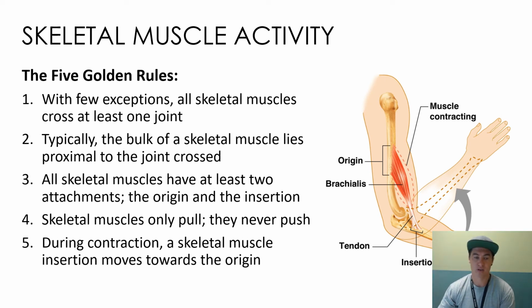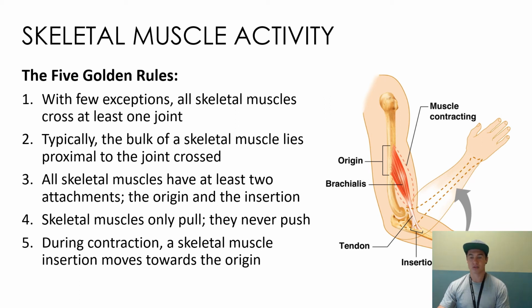All skeletal muscles have at least two attachment sites. So you'll have one end that attaches to a bone, and you'll have another attachment site that has to attach to something else. Think about how the bicep might function if it was attached to the top of the humerus and the bottom of the humerus, so the same bone. How could it create movement if it didn't cross at least one joint?